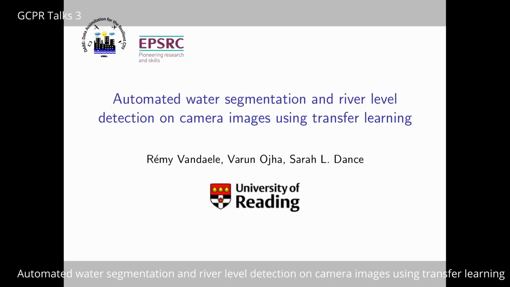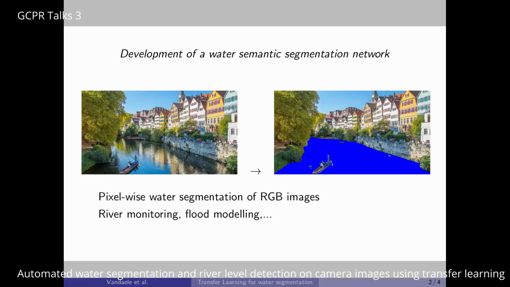Hello, I'm Rémy Vandel from the University of Reading, and I'm going to summarize my work on using transfer learning for semantic water segmentation. To be clear, our goal is to create a method that is able to automatically generate a watermask of a natural RGB image. This is especially useful in the context of river monitoring and flood modeling.